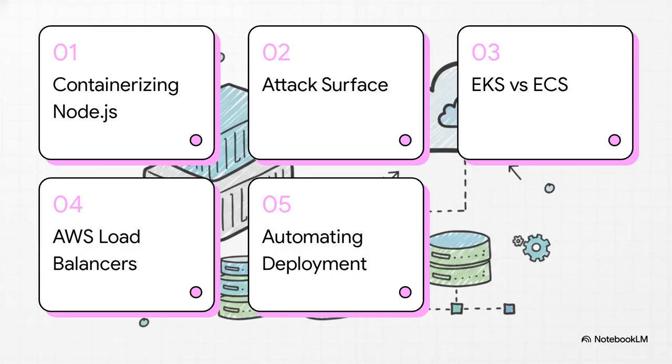So, here's our roadmap for the journey. We'll start by containerizing Node.js the right way, then we'll look at shrinking that attack surface. After that, we hit the big orchestration debate, EKS versus ECS. Next up, navigating AWS load balancers, and finally, tying it all together by automating the deployment pipeline.